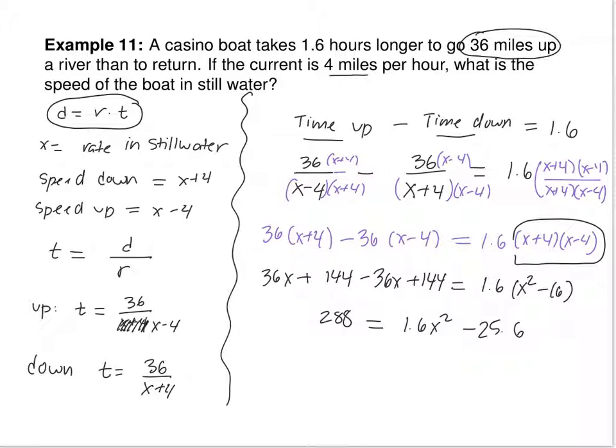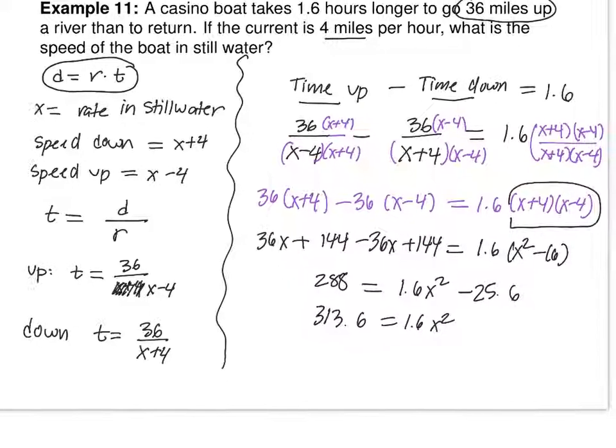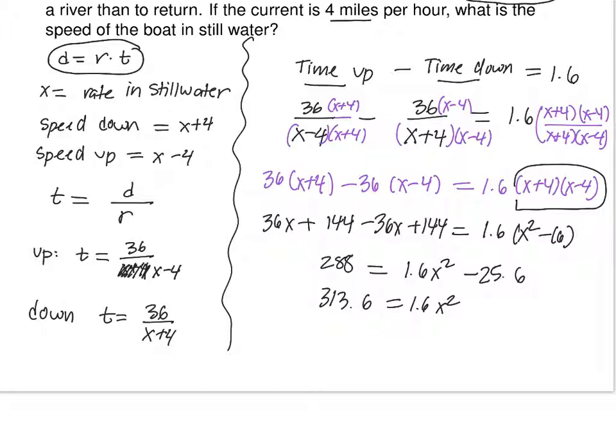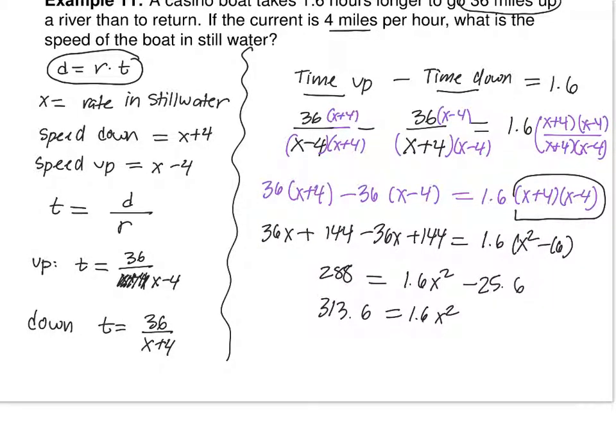You add the 25.6 and you end up with 313.6 equals 1.6x squared. What do you do next? And you end up with 196 equals x squared, and then x will equal 14. Oh, okay. And is that the speed in still water, that's what they wanted, so 14 miles per hour. So we'll finish this one next time. Don't forget to work on Alex.